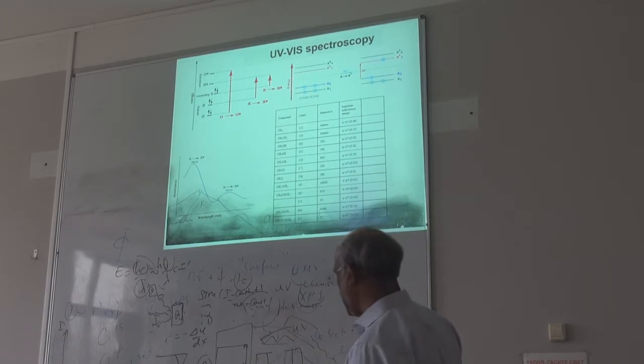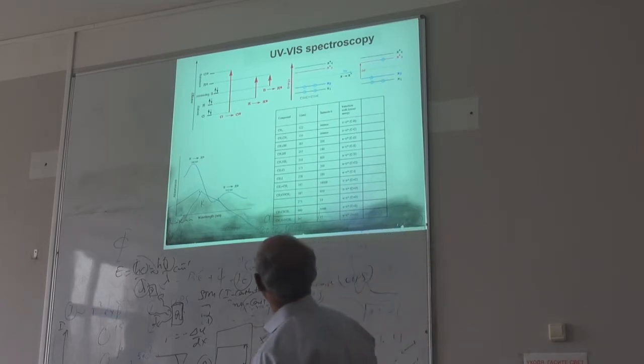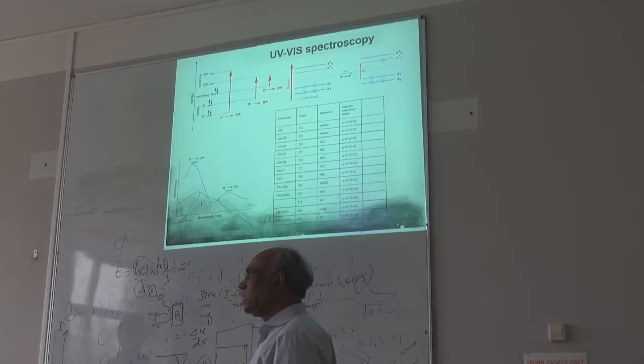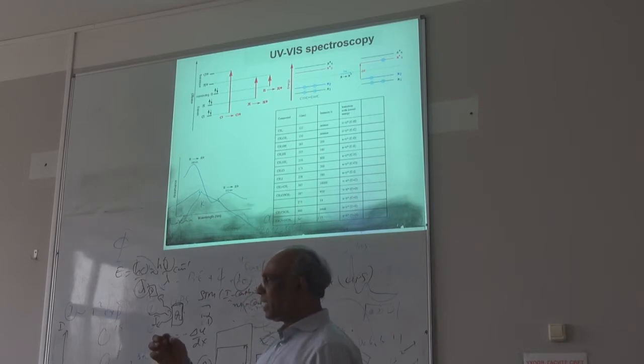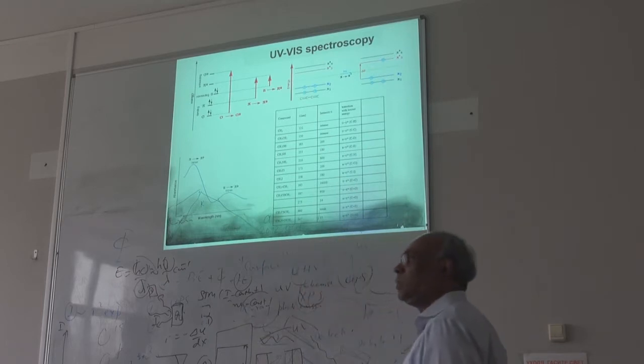UV-visible means you are basically going from about 200 nanometers to maybe close to 2000 nanometers. But you have to be careful with the water absorption. Not only that, you can look at other things like plasmonic absorption. If you use metal, like gold nanoparticles of a certain size, you will see absorption coming from the plasmon absorption. All these things you can easily measure from a UV spectrometer.